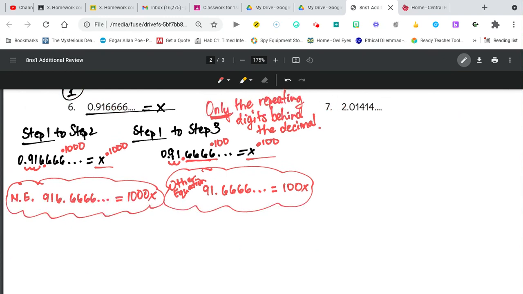But down here, the 9 and the 1 are in the way, so you don't have only the repeating part behind the decimal. So to get only the 6's behind the decimal, you move it 1, 2, which is multiplying by 100. But you've got to do that to X as well. Now let's stack them, guys. 916, a bunch of 6's, and 1000X, and then 91 and a bunch of 6's, and 100X.